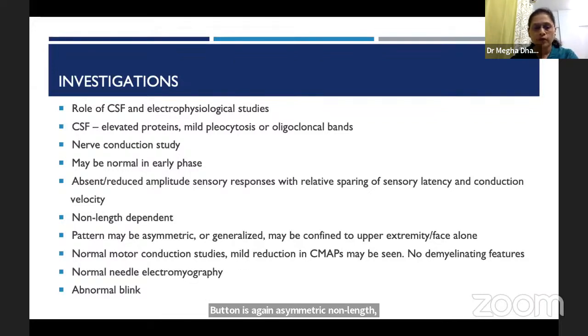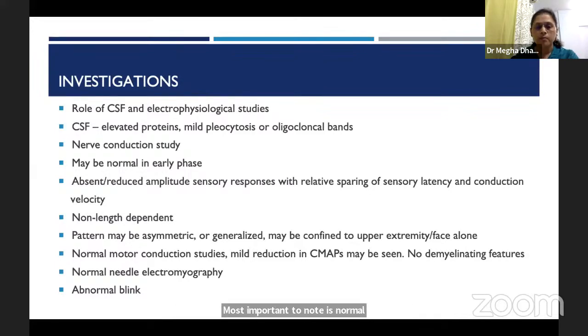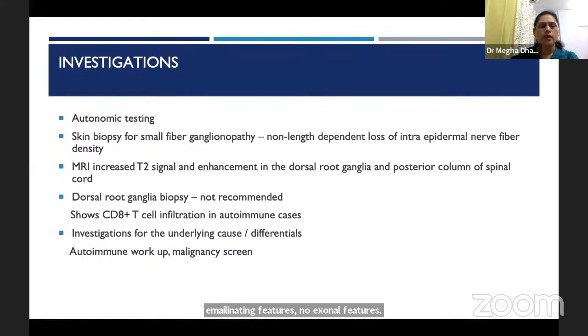If the face is involved, you may have an abnormal blink reflex suggesting involvement of trigeminal ganglia. Most important to note, normal motor conduction studies, mild reduction in CMAPs may be seen, no demyelinating features, no axonal features. You will have a normal needle electromyography. Other investigations that may be done are autonomic testing, skin biopsy for a small fiber ganglionopathy, again showing a non-length dependent loss of intraepidermal nerve fiber density.